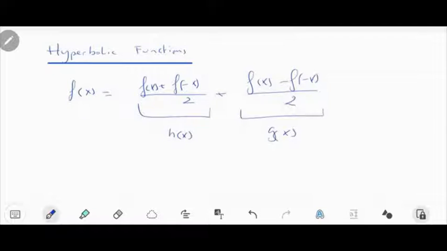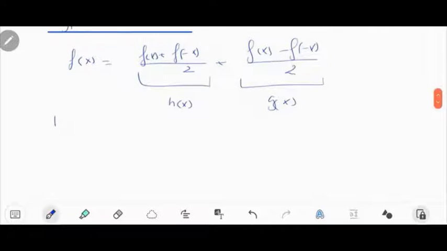And we can notice that h of x is even because h of minus x is equal to h of x, because you can replace x by minus x, you'll have the same function. And also g of x, we notice that it's odd because g of minus x, if you replace x by minus x, you will have minus g of x. So it's a way of writing f as a sum of two functions, an even function and an odd function.